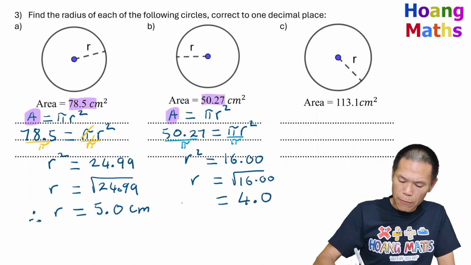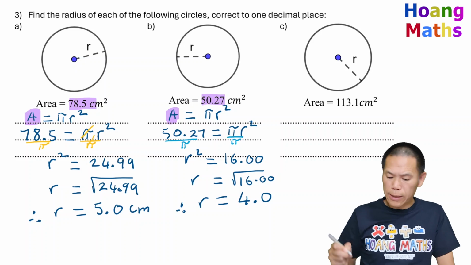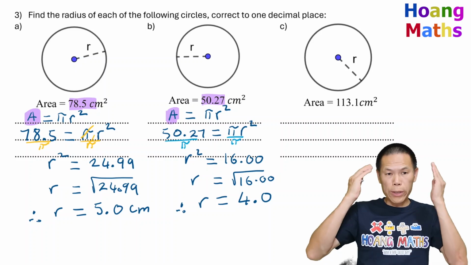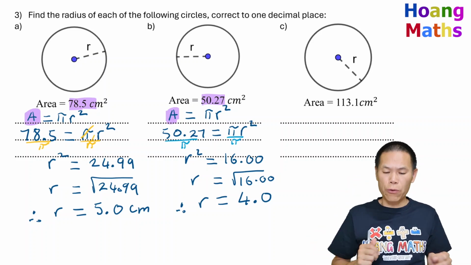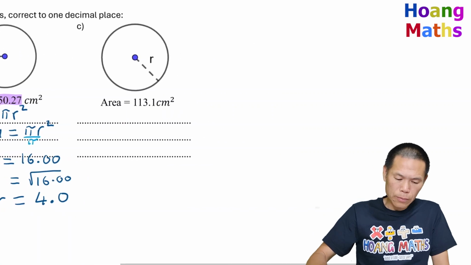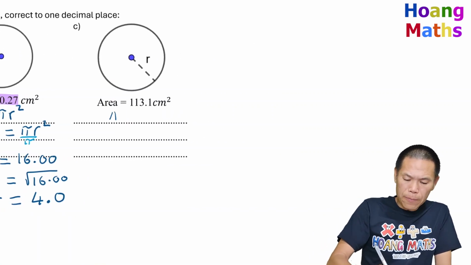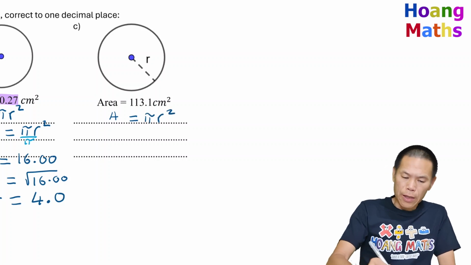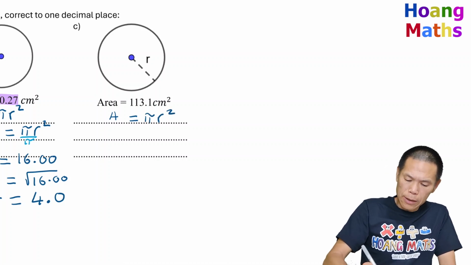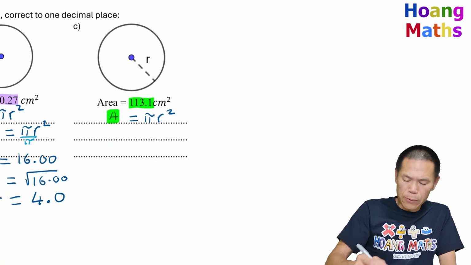So therefore, the radius is 4.0. And I hope you got it correct. Part C. So the area A is pi r squared, and the radius is what we need to work out. Whereas the area is this, so now we just replace it with that.